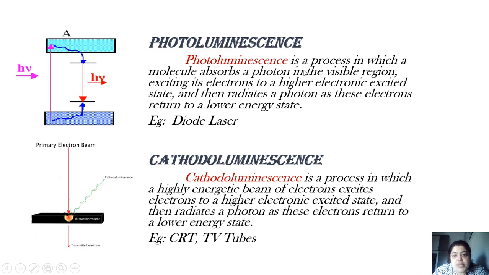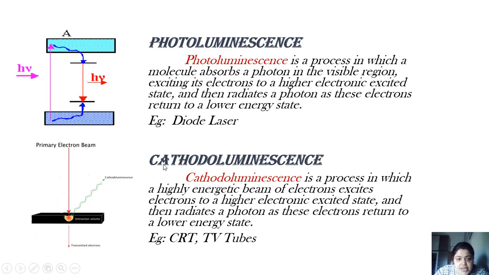So photoluminescence is a process in which a molecule absorbs a photon in the visible region, exciting its electron to a higher electronic excited state, and then radiates a photon when these electrons return to the lower energy state. So excitation is with the help of light, and output is also in the form of light, and that is the reason we have the word photoluminescence. Now this is a type of luminescence where the basic application is laser. Diode laser is a part of our syllabus, we'll be discussing it in the coming videos.